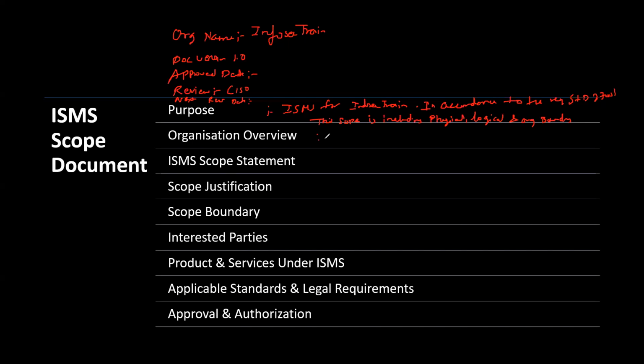That is your organization overview. Give the details about your organization, what the organization is all about. Okay, so InfosecTrain is a mid-sized IT service company providing, you can say, multiple services.